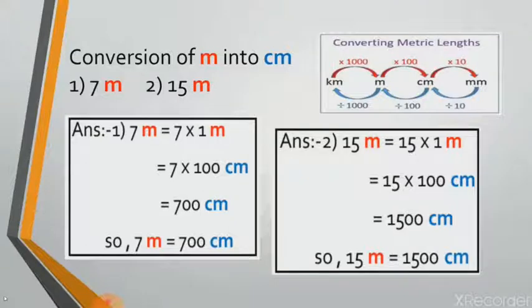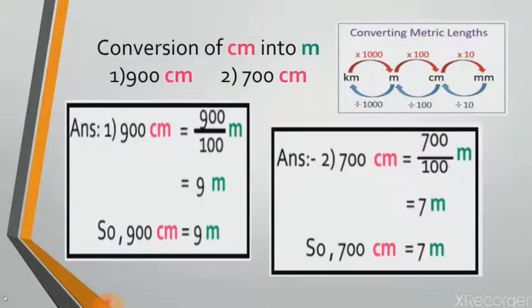Now here is conversion of meter into centimeter. We have to convert meter into centimeter. So we have to multiply by 100 here. So first one is 7 meter. So 7 meter equals 7 into 100 centimeter, equal to 700 centimeter. So 7 meter equals 700 centimeter. Second one is 15 meter. 15 meter means 15 into 100 centimeter, equal to 1500 centimeter. So 15 meter equals 1500 centimeter.